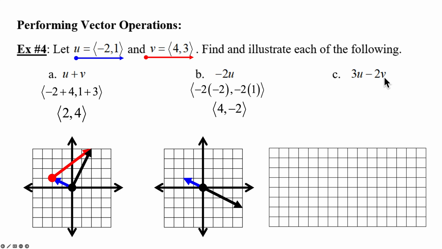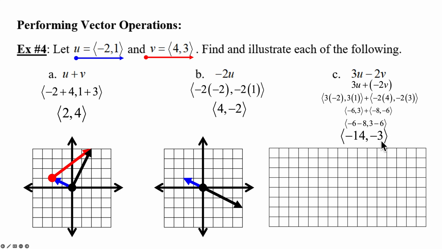3u minus 2v. All right, time to distribute. 3 multiplied into u, so I see negative 6 and a positive 3. You can distribute the negative 2 into v. So I see negative 8 and a negative 6. Once I multiply that out, there they are. Now add the two horizontal components, or what I would say the two x components, negative 6 plus negative 8 is negative 14, and 3 plus a negative 6, we'll call that a negative 3. So negative 14, negative 3 is my resultant vector.